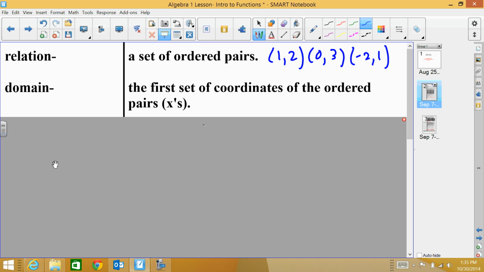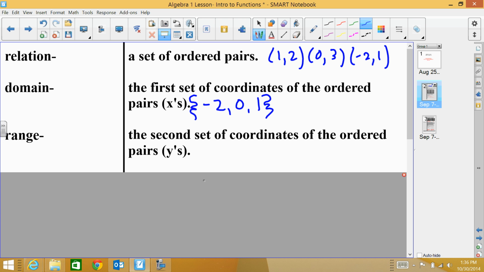The domain is the first set of coordinates of the ordered pairs, which are the x values. So the domain of this relation, we want to write these in order. So we would have -2, 0, and 1. So that would be our domain. And we want to list them in order from least to greatest, and we don't repeat numbers if the numbers are repeated in the set.